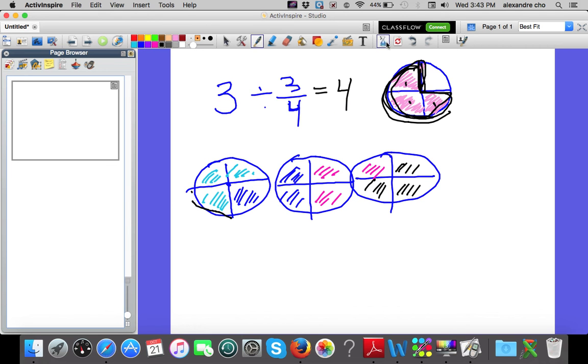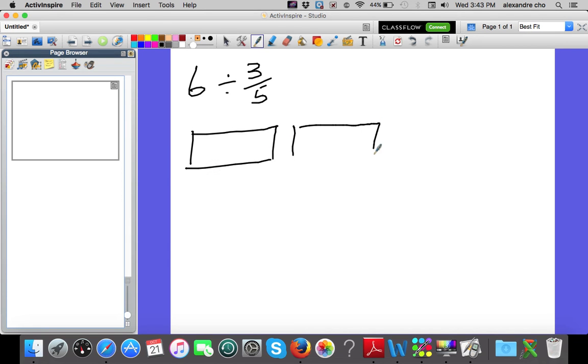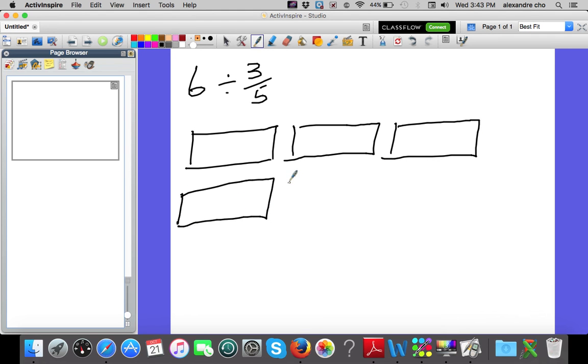Let's do number 5, I'm sorry, number 5. Number 5 is 6 divided by 3/5. So I'm not going to use circles, I'm going to use boxes. 1, 2, 3. So chocolate bars. Okay, here's a good question.